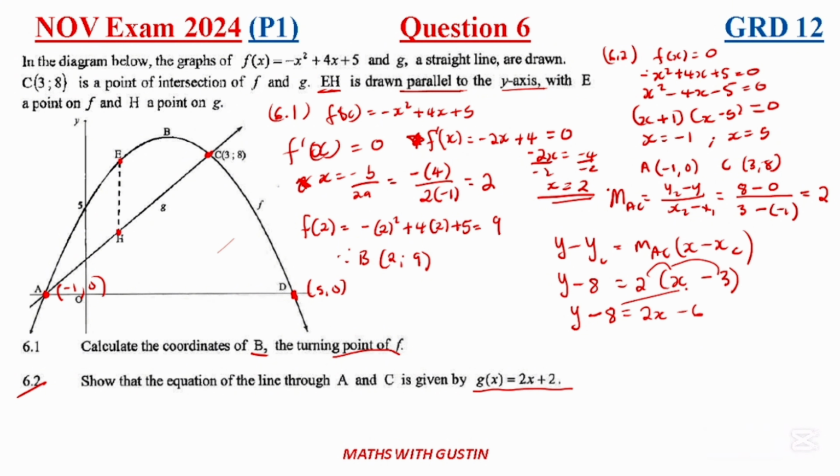Then take the 8 to that side. On the next step, y is equal to 2x minus 6 plus 8. So y is equal to 2x plus 2. You can see that they are exactly the same. Therefore, you can just give them in that way and say, okay, we did show that g of x is equal to 2x plus 2. Okay, great stuff, guys. Now moving right along, let's move to 6.3.